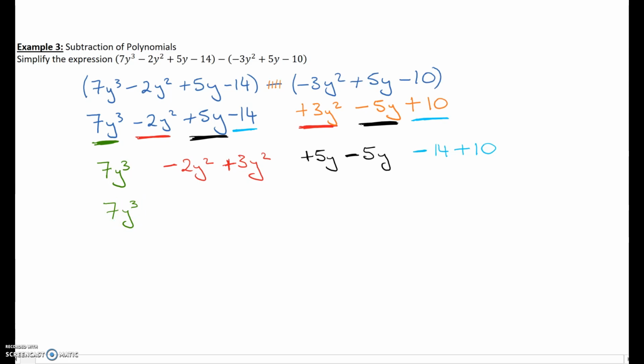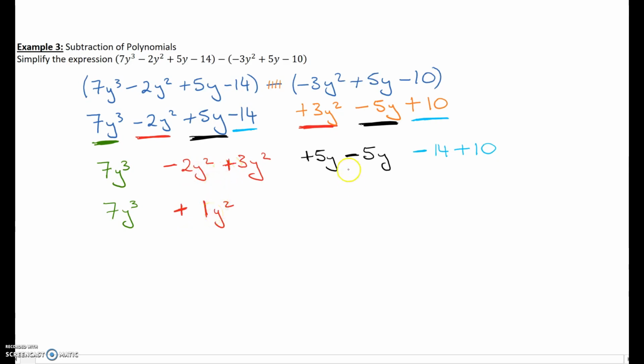The y squareds, they have different signs, a minus and a plus, so we're going to subtract. 2 from 3 is 1y squared. The one that had the bigger number was the 3, and it was a plus, so our answer will also be plus. Remember, when the signs are different, we keep the sign of the bigger number.